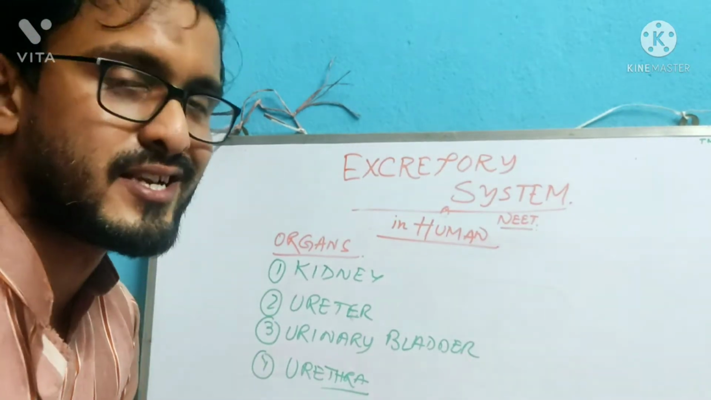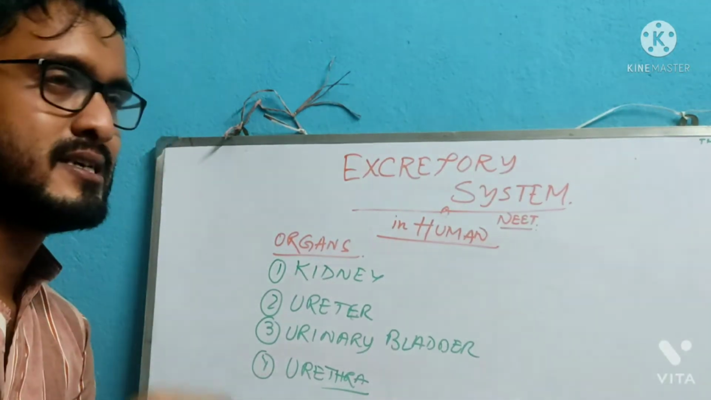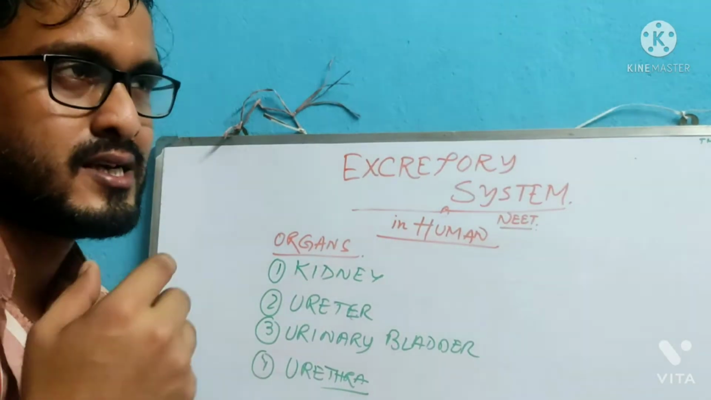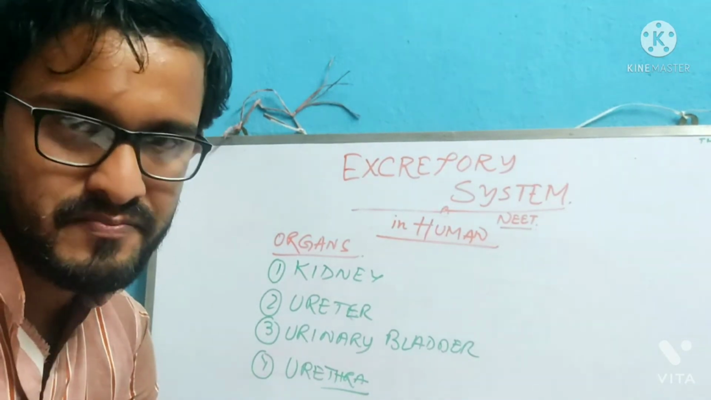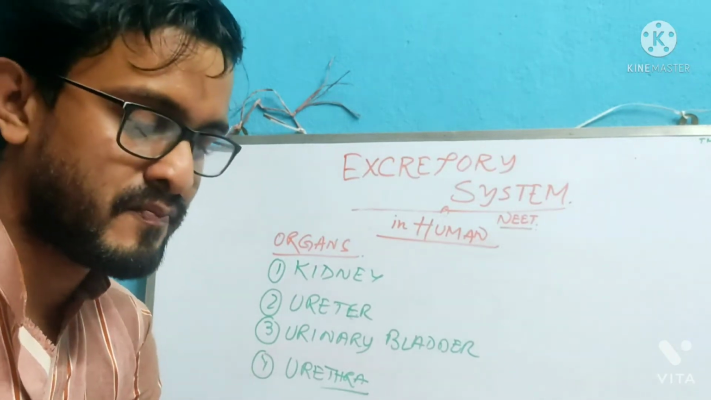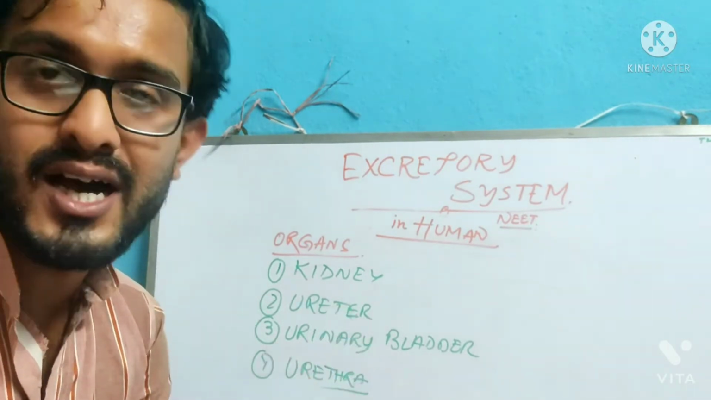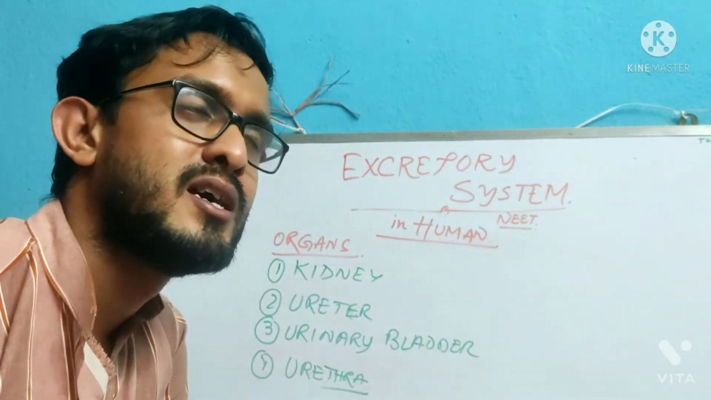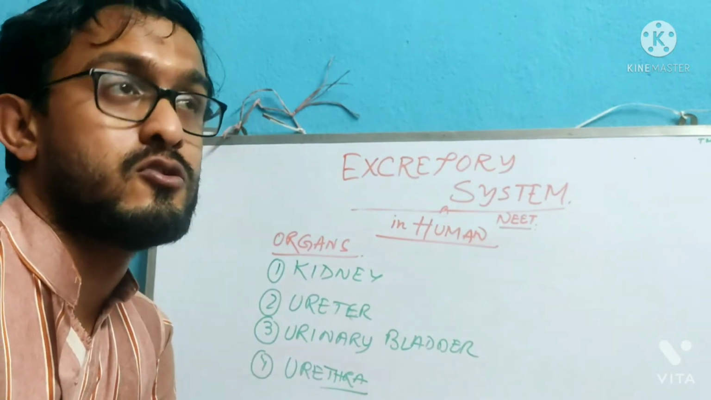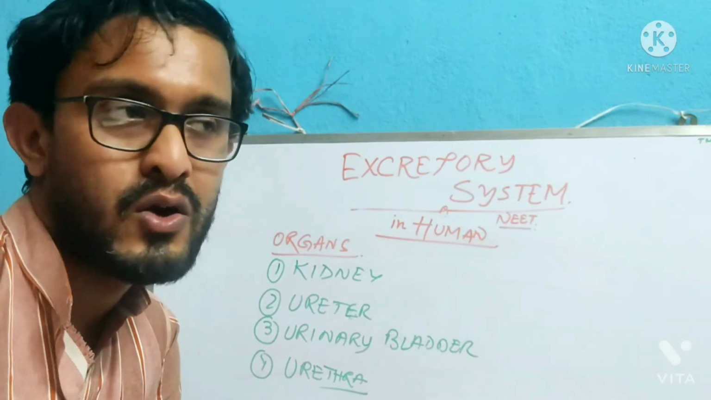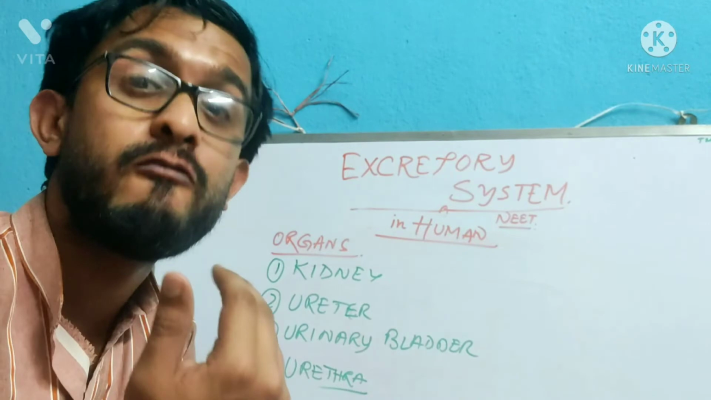Also lungs and liver help in excretion. Every day we excrete carbon dioxide through respiration, which is also a waste, and the lungs help in that purpose. Bilirubin and biliverdin are two excretory materials which are excreted through the liver and eliminated through feces.